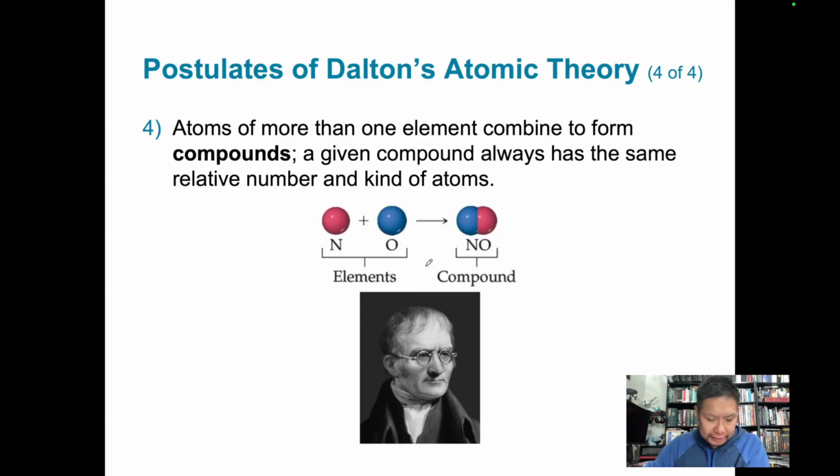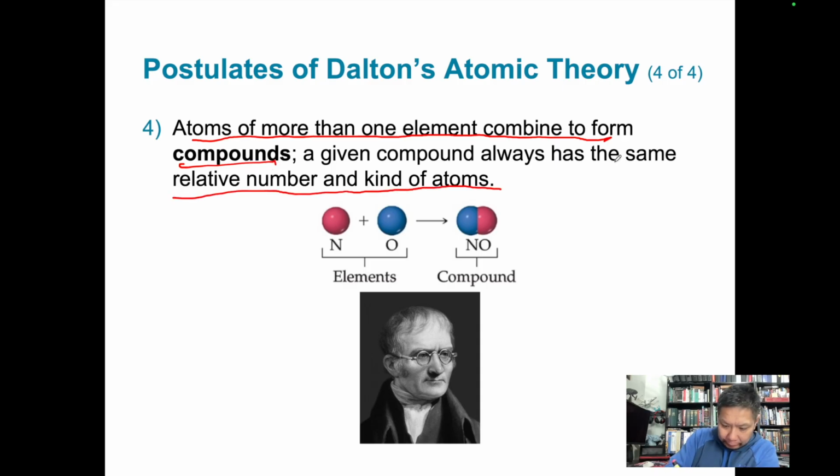And then the last of his postulates says this. Atoms of more than one element combine to form compounds, which we knew already. When you combine atoms from different elements together, they make new compounds. But what the postulate says is that the relative number and kinds of atoms will always stay the same, meaning that if you have a single nitrogen, and it combines with a single oxygen, it'll make this compound here called nitrous oxide, I think. I can't remember if it's nitric or nitrous oxide, but that's not important. It's the fact that the new compound also has one nitrogen.